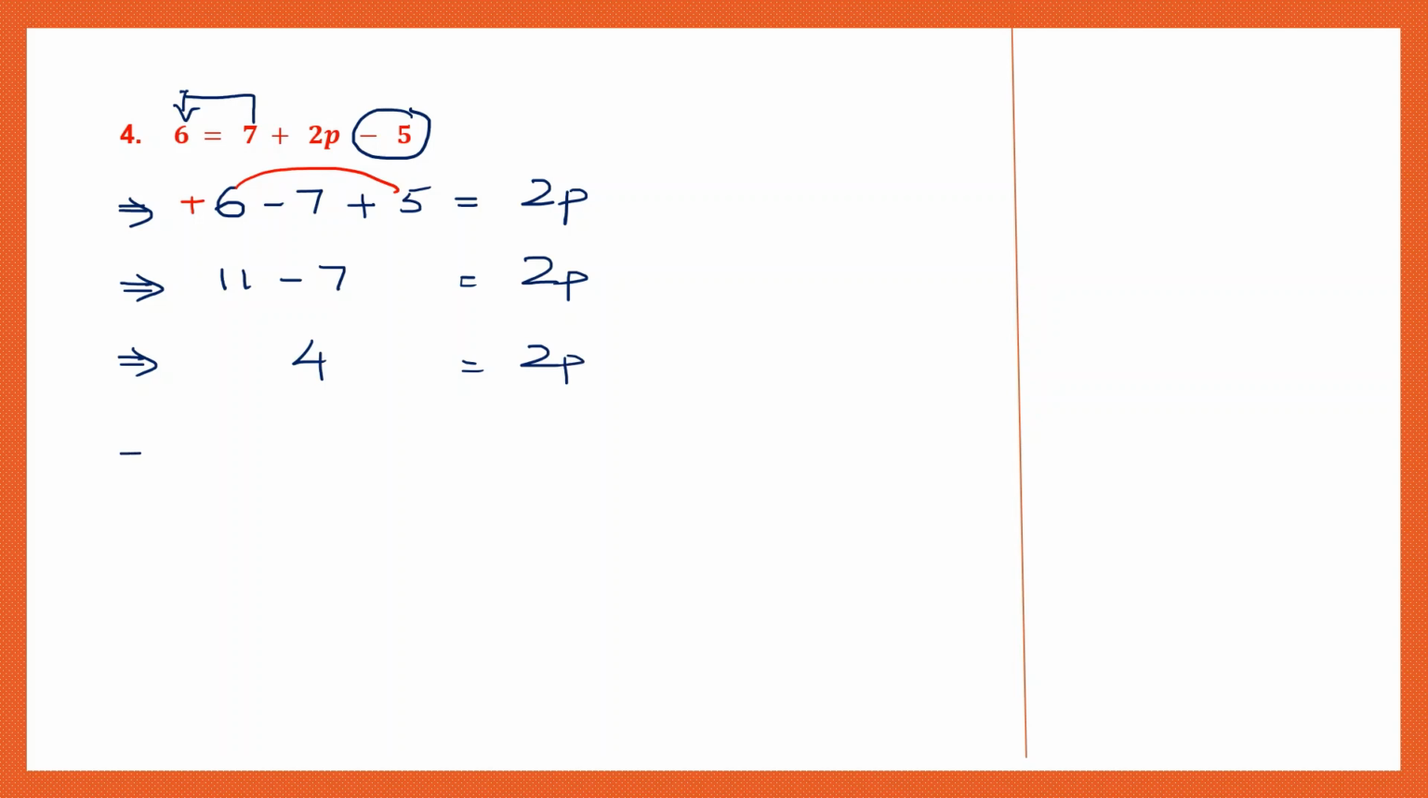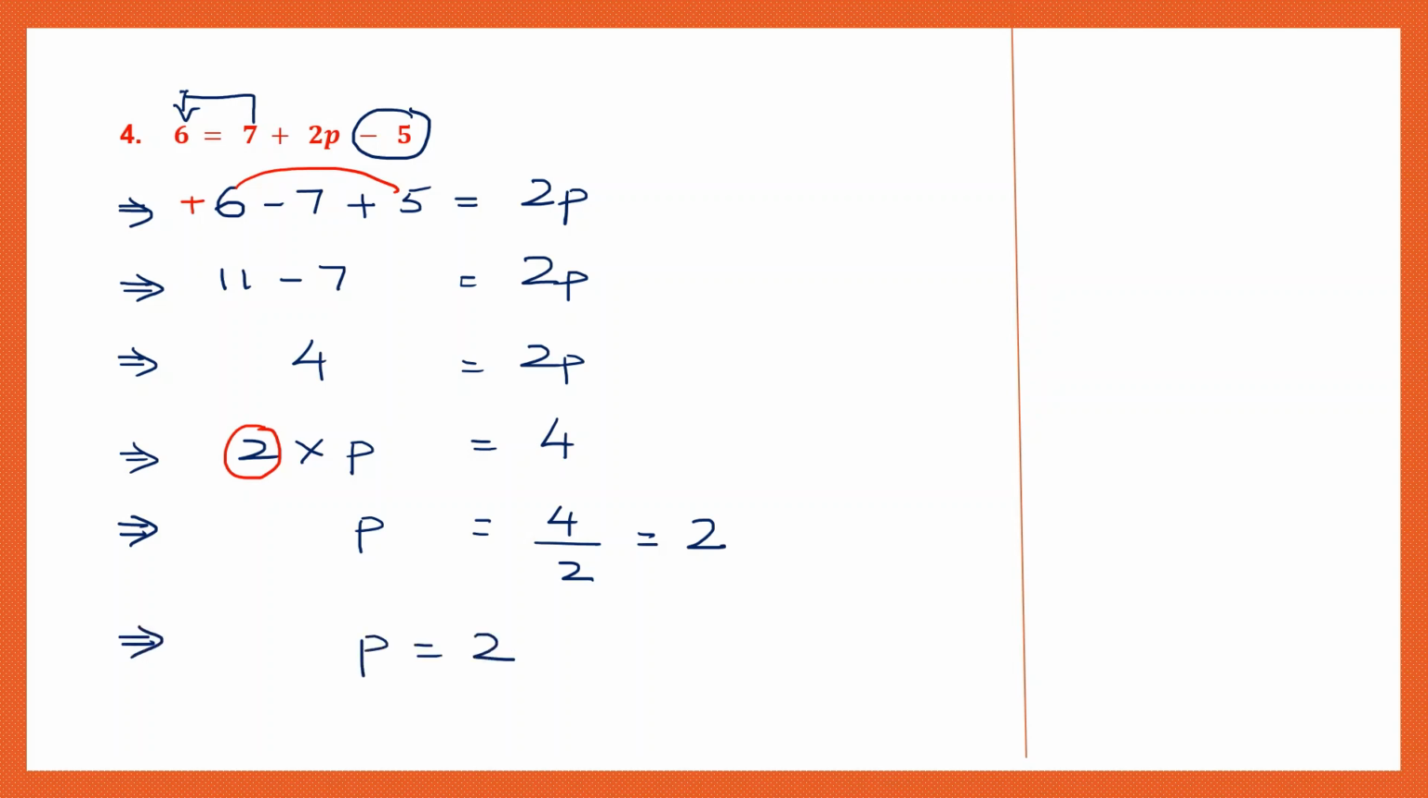So what does that mean? 2p means 2 into p is equal to 4. So now we can find the value of p by dividing 4 by 2, because we have transposed 2 from the left hand side to the right. It has become division. 4 divided by 2, 2 2s are 4. So we have found the value of p. P is equal to 2. So this is our answer. P is equal to 2.